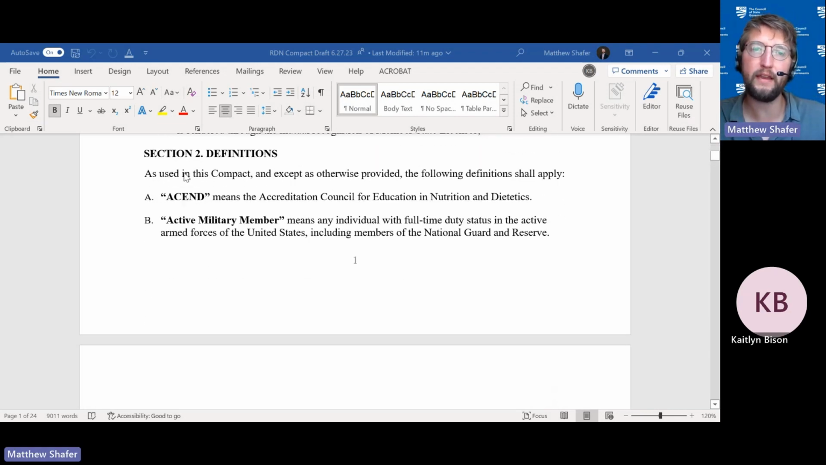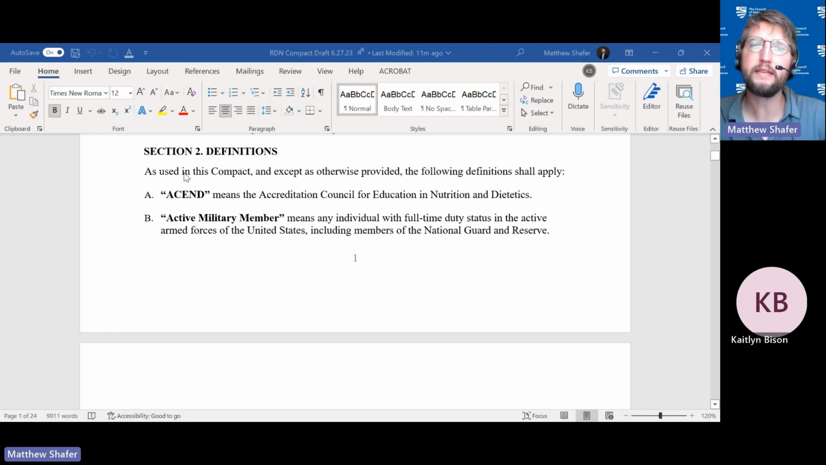Section 2 is the definitions. Definitions is an important section, and all of these terms you'll see them throughout the compact, and they give meaning to all of these terms that are used throughout the model legislation. There's a lot of defined terms here.